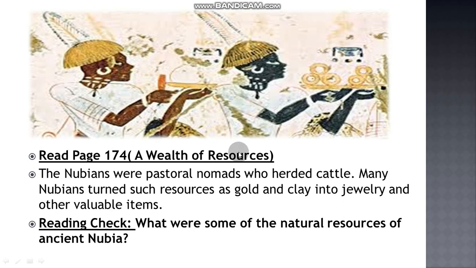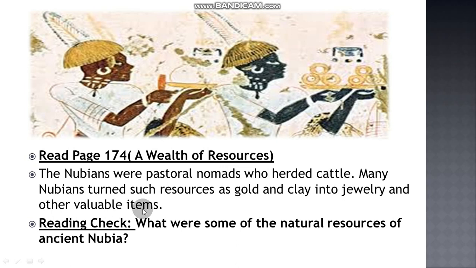After you read this page, here's a summary of it. The Nubians were pastoral nomads who herded cattle. Many Nubians turned such resources as gold and clay into jewelry and other valuable items.